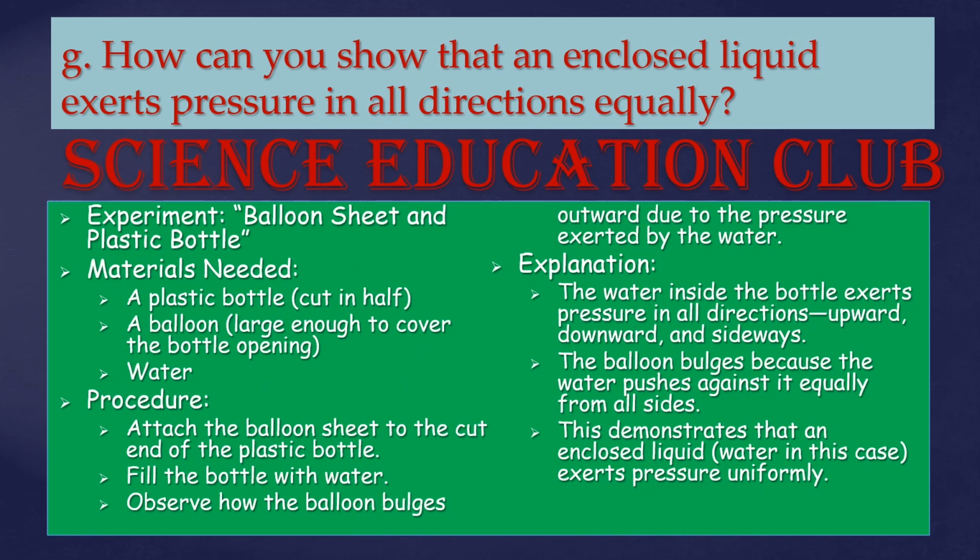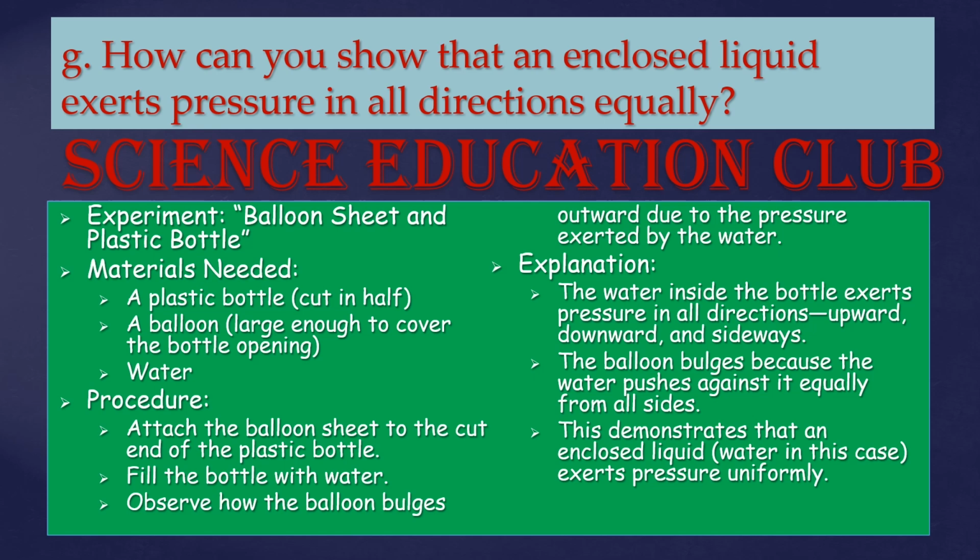How can you show that an enclosed liquid exerts pressure in all directions equally? Experiment: balloon sheet and plastic bottle. Materials needed: a plastic bottle cut in half, a balloon large enough to cover the bottle opening, and water. Procedure: attach the balloon sheet to the cut end of the plastic bottle. Fill the bottle with water. Observe how the balloon bulges outwards due to the pressure exerted by the water.